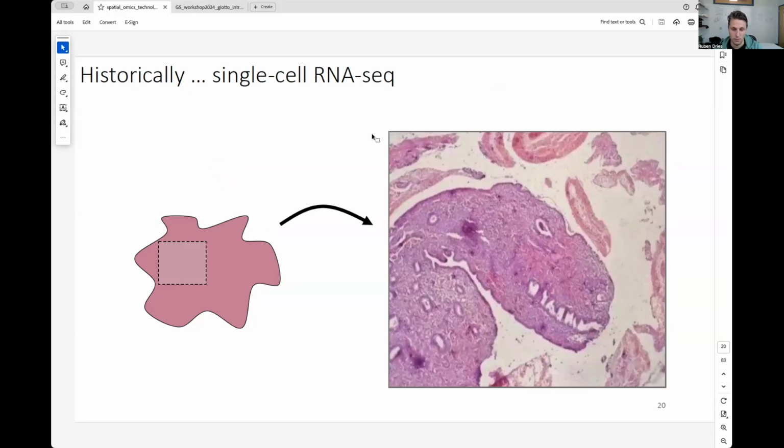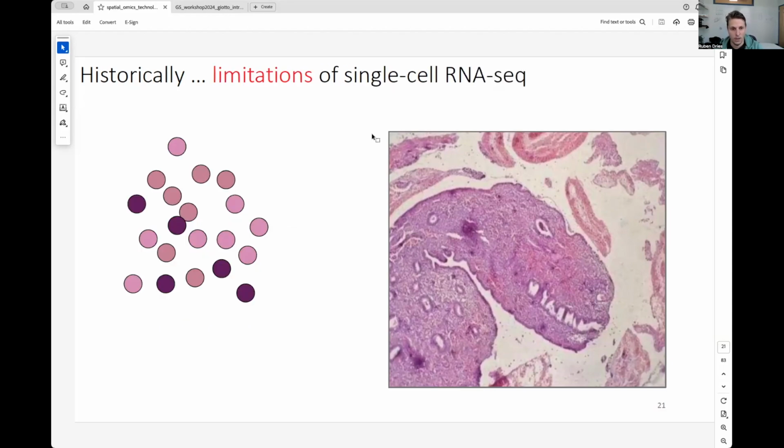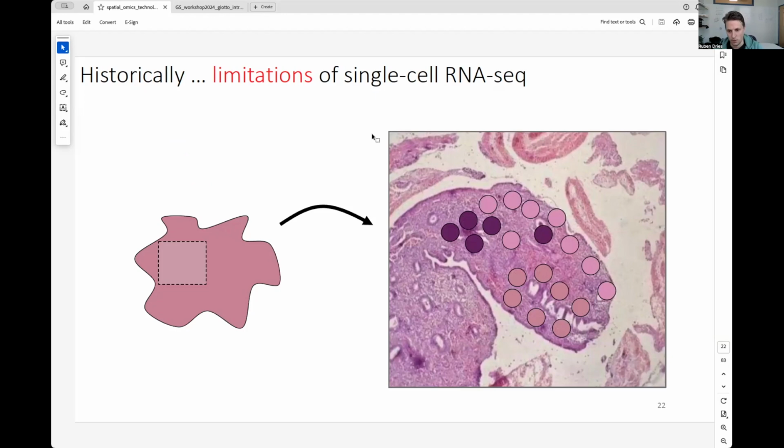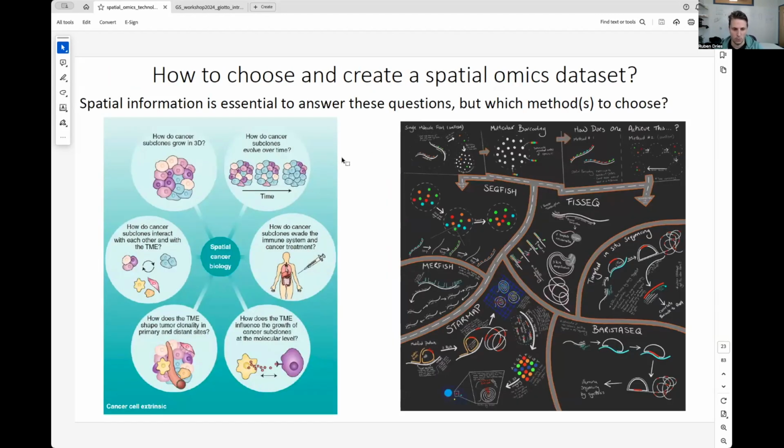There's a lot of information at the spatial level that is hidden if you just dissociate your tumor and then you just have single cells, but you lose the context of the bigger tumor microenvironment. So ideally, we would like to have single cells, but we would like to know where they were coming from, so we have an idea how aggressive or non-aggressive that specific tumor is. And this is why people have been developing a lot of different spatial omics technologies.